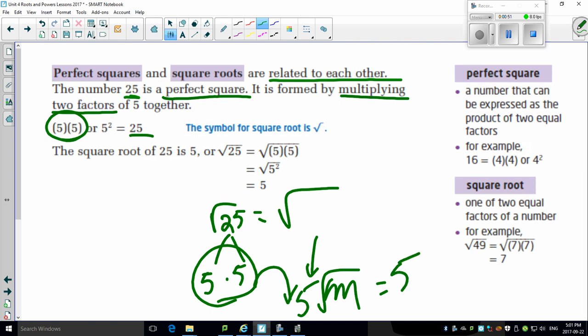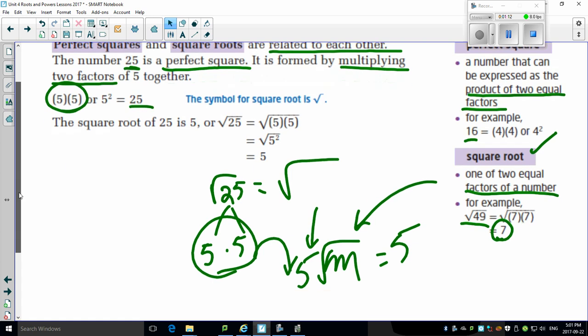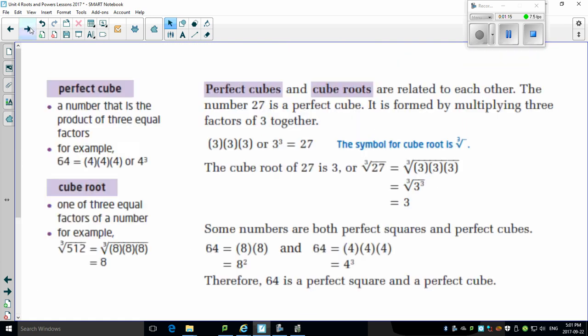So a perfect square is a number that can be expressed as the product of two equal factors. Very, very important. Okay, here's another example, 16. A square root then is one of the two equal factors of the number. So look, the square root of 49, just choose 7, just like we did over here.